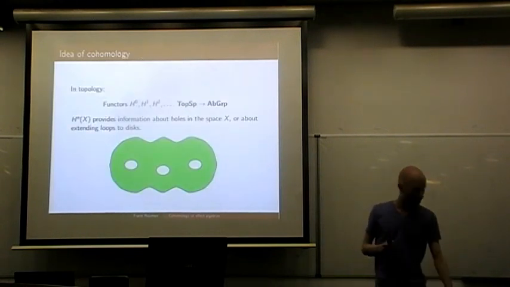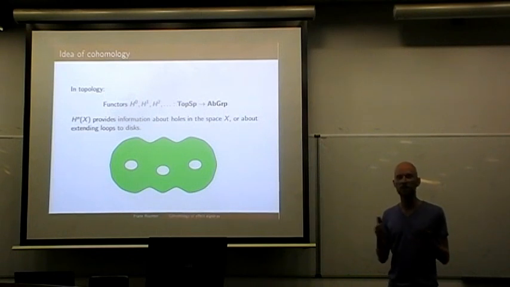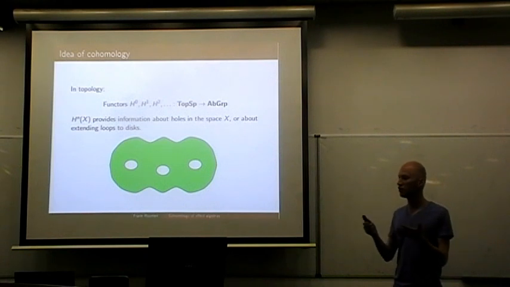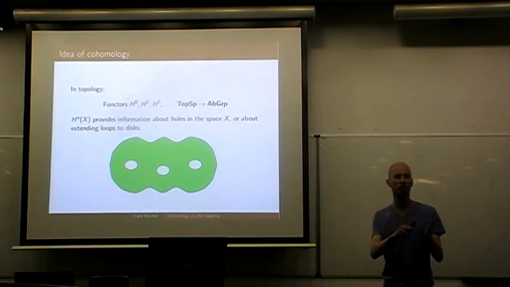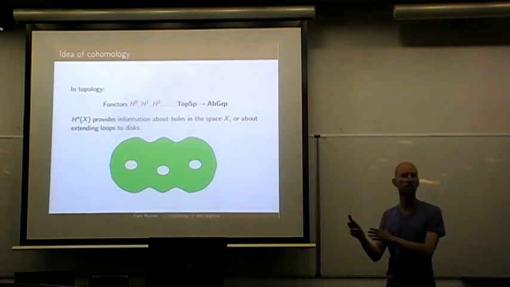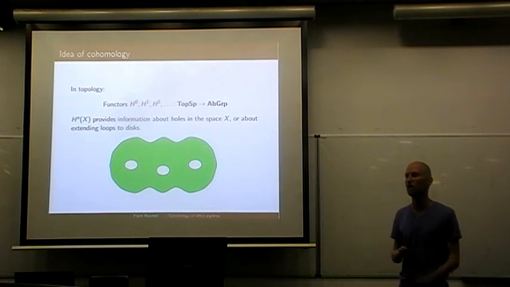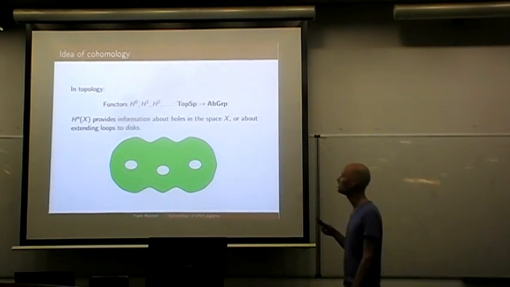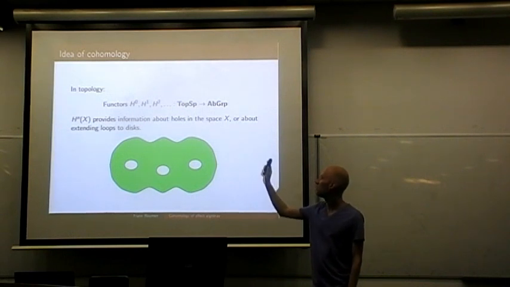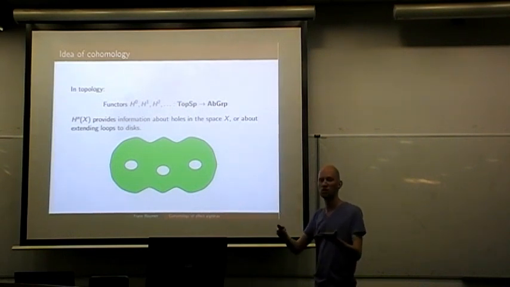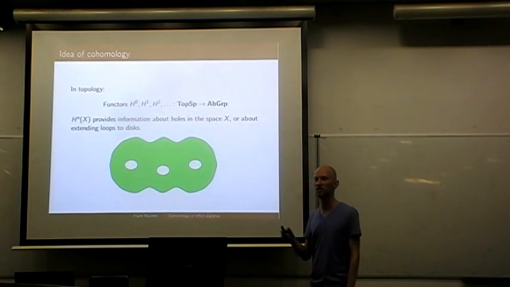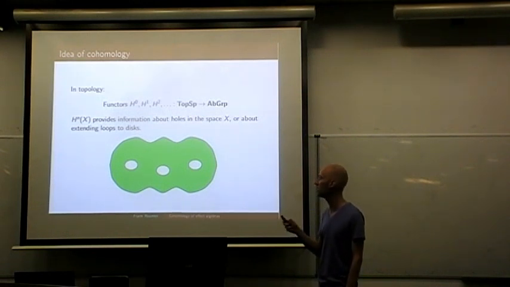So now we can go on to defining cohomology. The idea of cohomology is as follows. In cohomology we try to define certain functors on a mathematical object that assign abelian groups to it that capture certain properties of your mathematical objects. The classical example is topological spaces. We have a sequence of functors H0, H1, H2 that assign to each topological space a corresponding abelian group. And these should contain information about the holes in the space X. Another way to look at this is by seeing whether loops can be extended to disks.